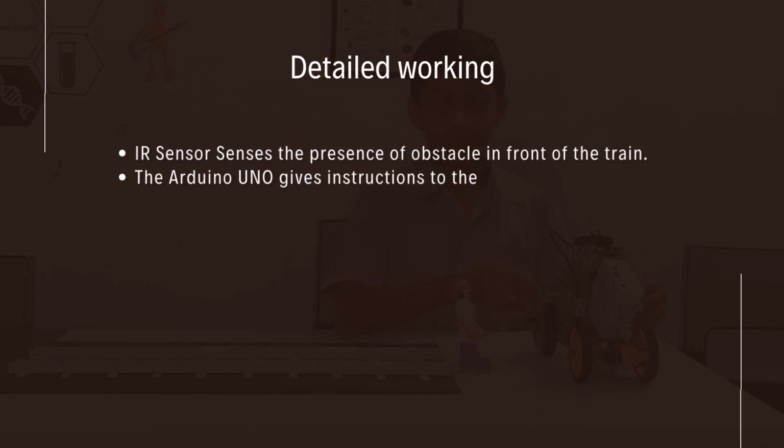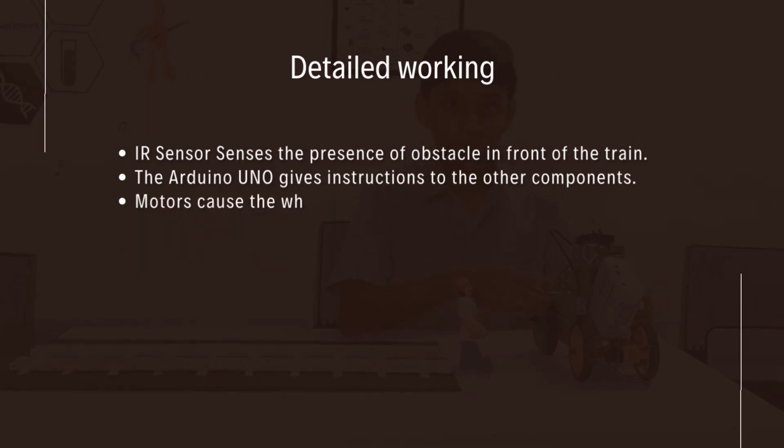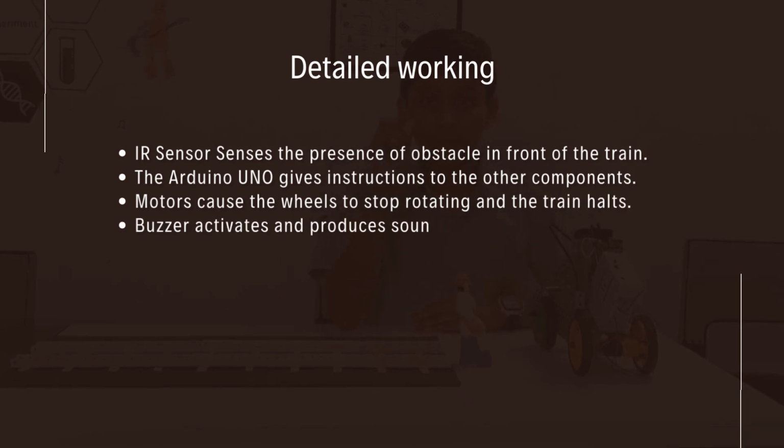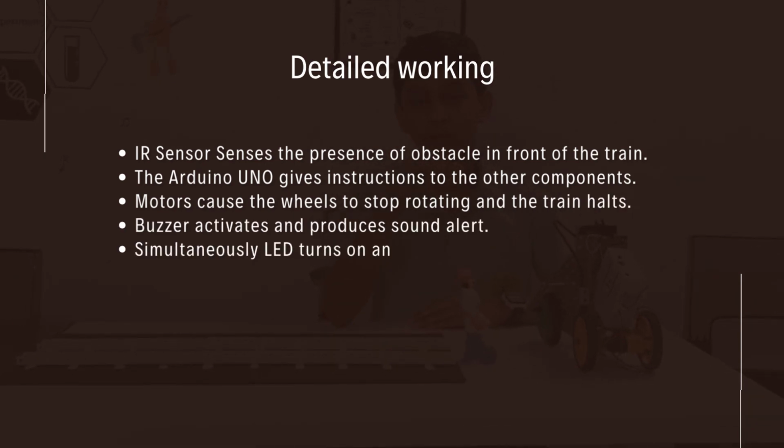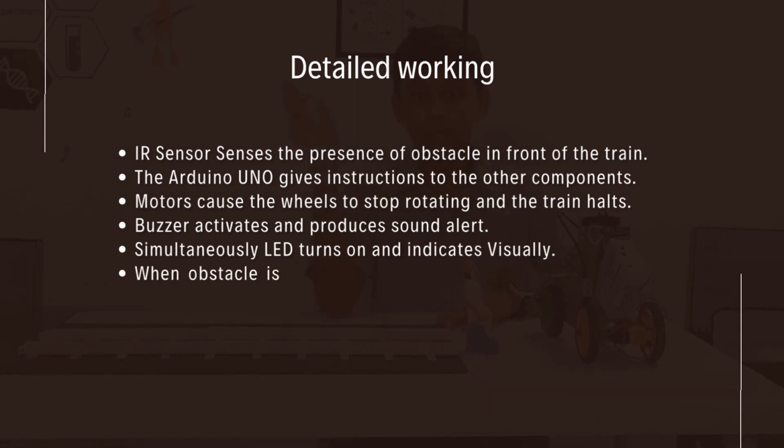The Arduino Uno gives instructions to the other components. The motors cause the wheels to stop rotating and the train halts. The buzzer activates and produces a sound alert. Simultaneously, the LED turns on and indicates visually.